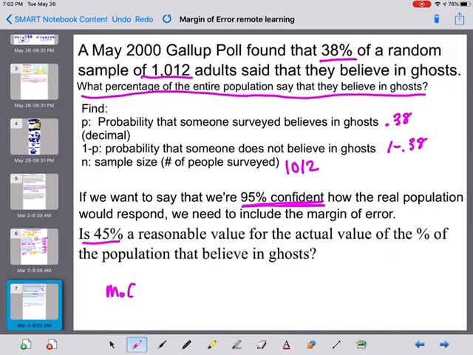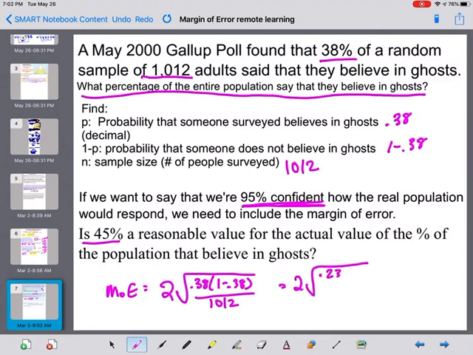Okay, so we do margin of error equals 2 radical 0.38 times 1 minus 0.38 over 1,012. And again, we just do 0.38 parenthesis 1 minus 0.38, and we get 0.2356 over 1,012, and we type the entire thing in. 2 radical 0.2356 divided by 1,012, enter, and we get 0.0305, which is approximately 3%. Okay, so we have to go 3% above and 3% below.